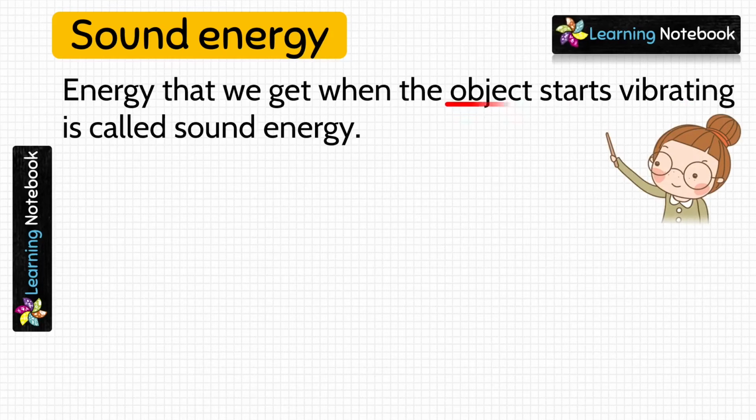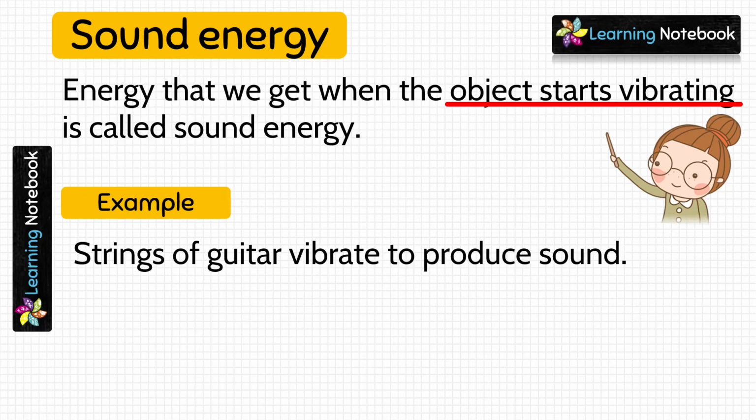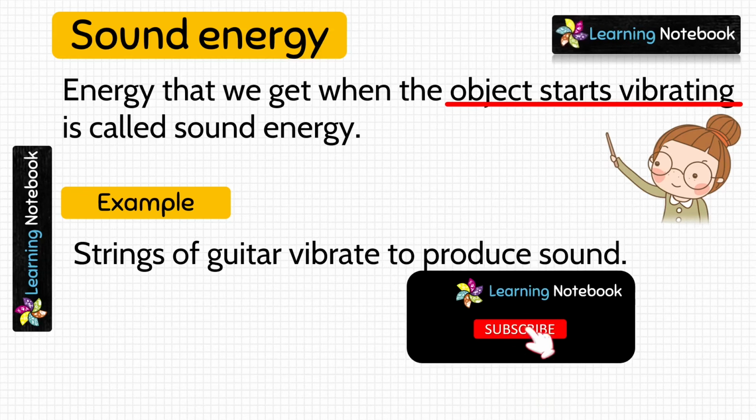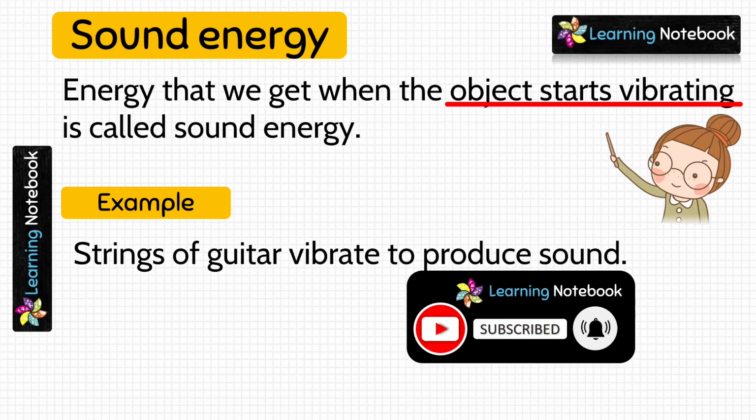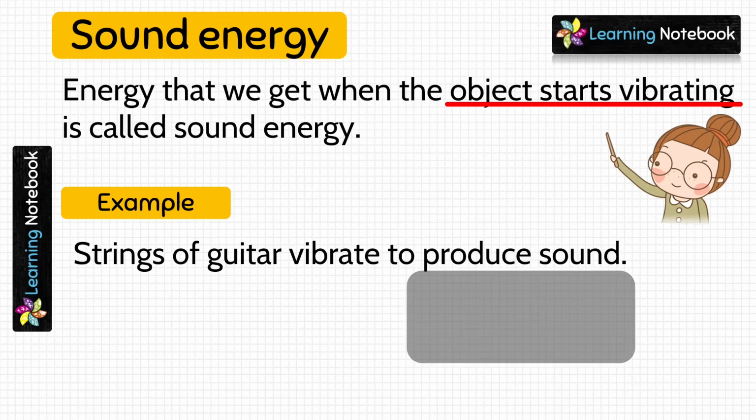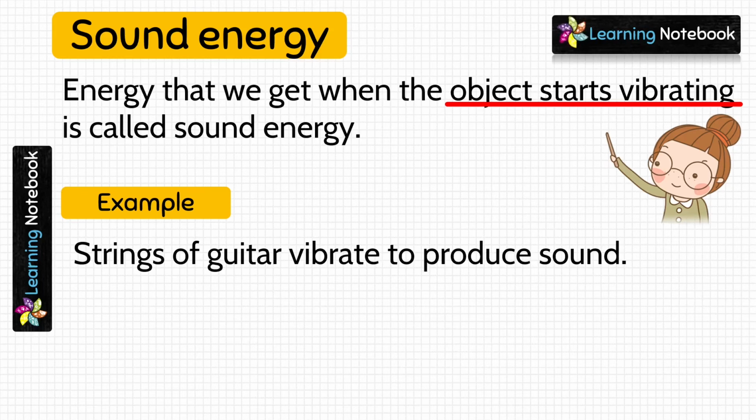And the last type of energy is sound energy. Energy that we get when the object starts vibrating is called sound energy. And its example is strings of guitar which vibrate to produce sound. So students, these were the different types of energy which we just learned.